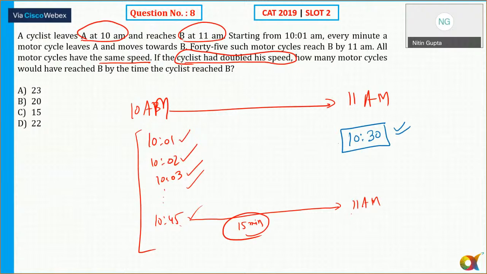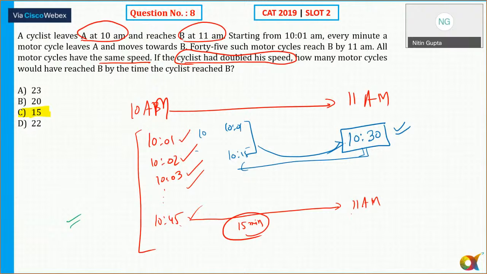So the question is how many motorcycles would have reached B by the time the cyclist reached from A to B. So 10:30 तक कितने साइकिल्स रीच करेंगे? तो 15 होंगे, क्योंकि 10:30 पे स्टार्ट होगा तो 10:15 तक जितनी भी साइकिल्स है वो सारी की सारी 10:30 बजे तक पहुंच जाएंगे. So the answer is option number C. Any doubts to anyone now? Please respond. So very interesting question.